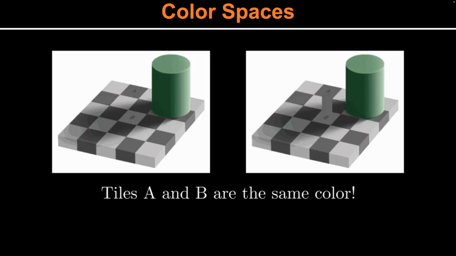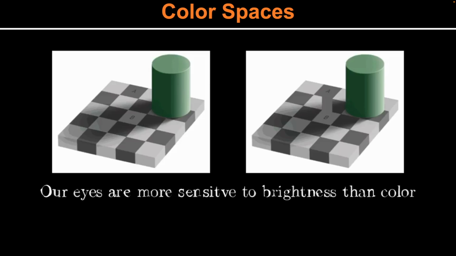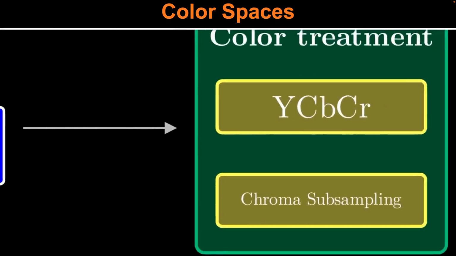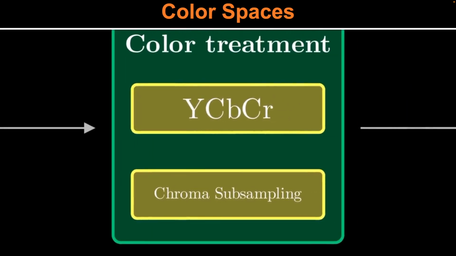So what's going on here? Over the years, scientists have developed a human visual system model through the study of our eyes, and one incredibly interesting finding through experimentation is that our eyes are much more sensitive to brightness than they are to colors. And part of the JPEG compression scheme can take advantage of this, but to understand how, we have to dive into the world of color spaces.